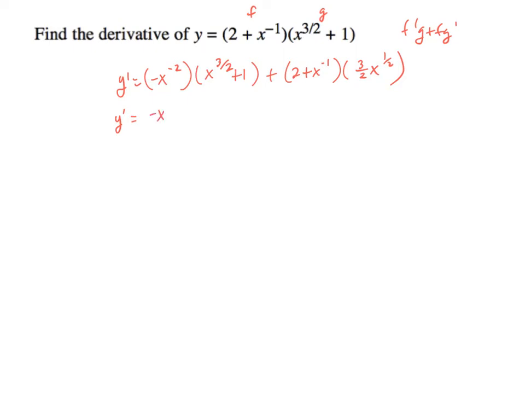So I have negative x to the negative 1 half minus x to the negative second plus 3x to the 1 half plus 3 halves x to the negative 1 half. So I have 2 like terms here that I can combine. So I have y prime equaling 3x to the positive 1 half plus 1 half x to the negative 1 half minus x to the negative second.